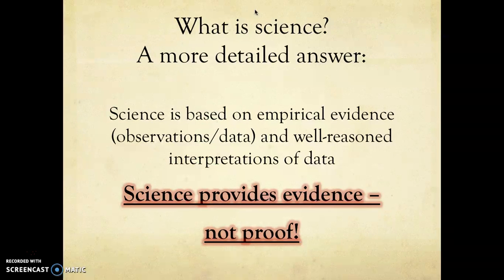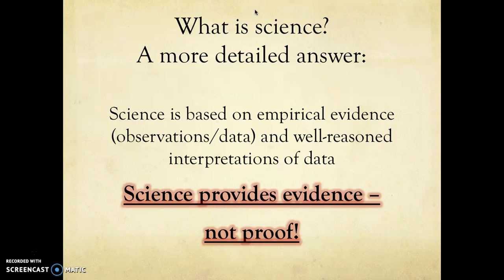Alright. So science. What is science? Well, basically science is the study of the natural world around us. Now, a little bit more detail on that. Science is based on empirical evidence, which means it's based purely on observations and data. Without observations, without data, we have no evidence of something. And if we don't have evidence, then we cannot scientifically describe it. So empirical evidence and well-reasoned interpretations of data. So that's your observations and your inferences.